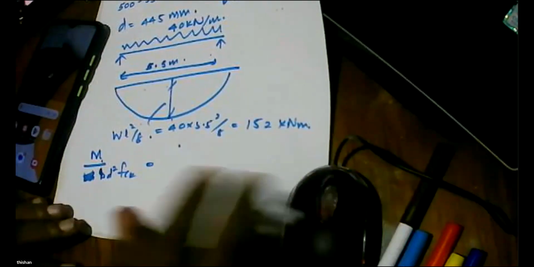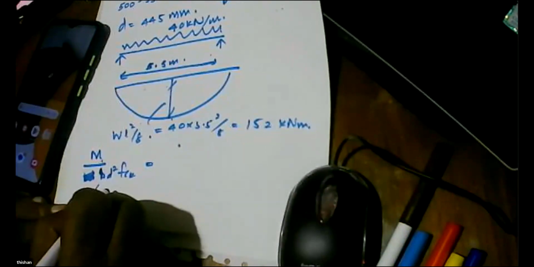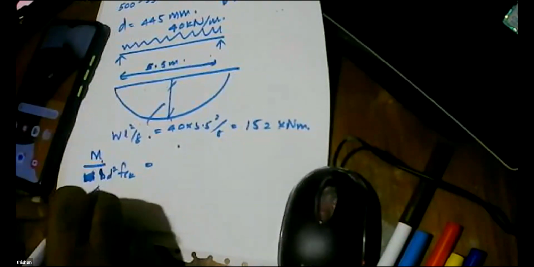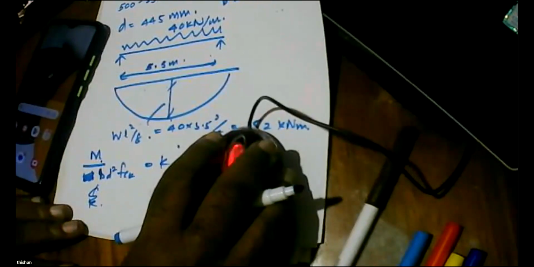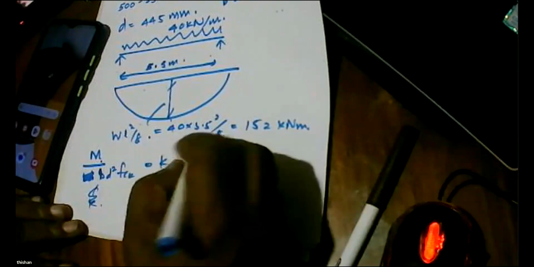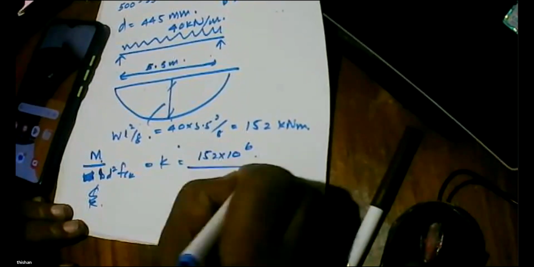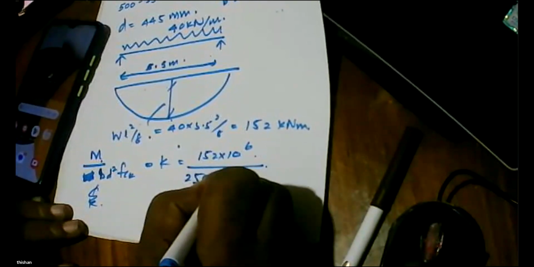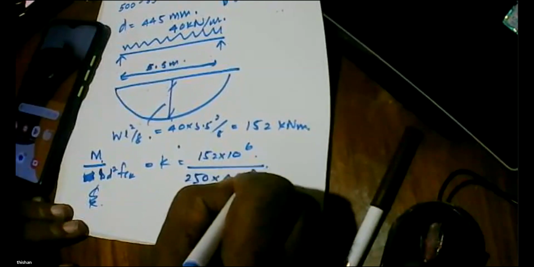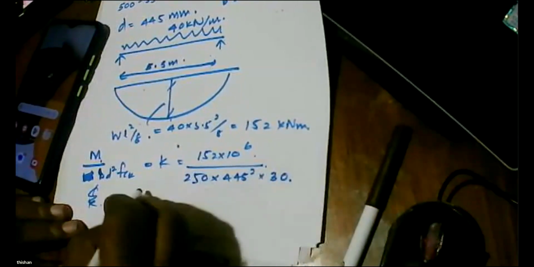K is M over b d squared f_ck. K is equal to M over b d squared f_ck. So that is K. And now we calculate the K value. That is 152 into 10 to the power 6 divided by breadth 250, depth 445 squared, multiplied by 30 megapascal concrete. Bandhu, what is the answer of K?